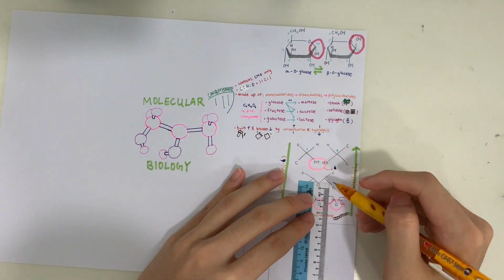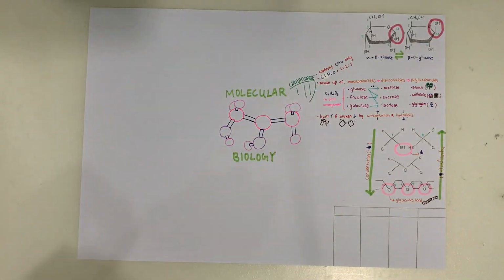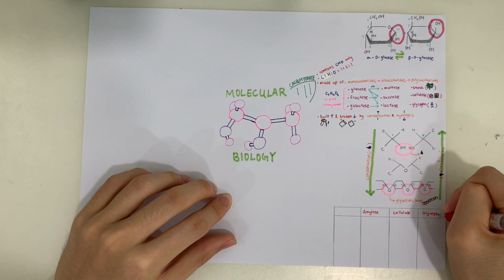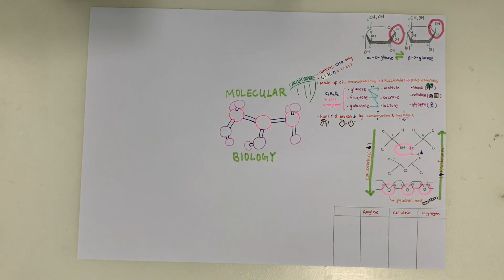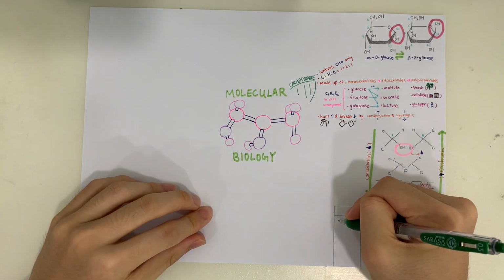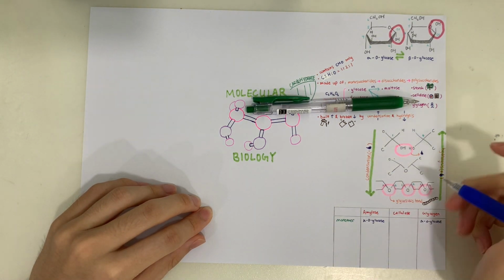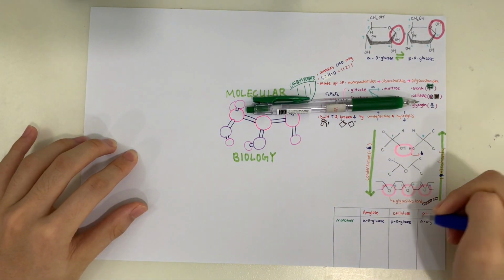A common essay question is the comparison of polysaccharides amylose, glycogen, and cellulose in terms of their similarities and differences. Amylose is one form of starch, with the other being amylopectin. However, amylose is often used for comparisons. So firstly, amylose and glycogen are made up of alpha-D-glucose molecules, while cellulose is made up of beta-D-glucose molecules.